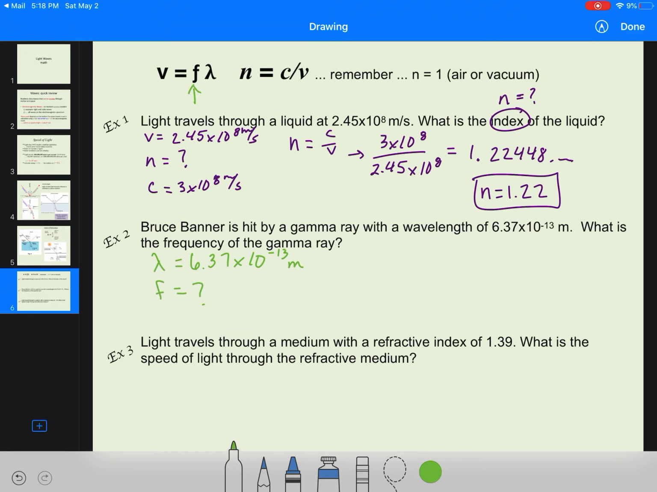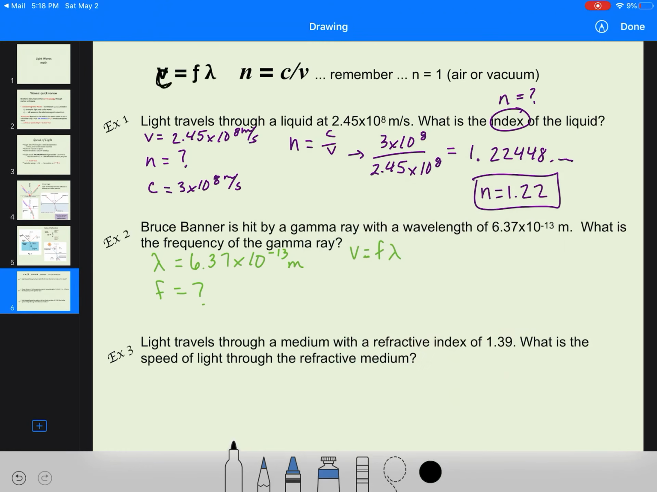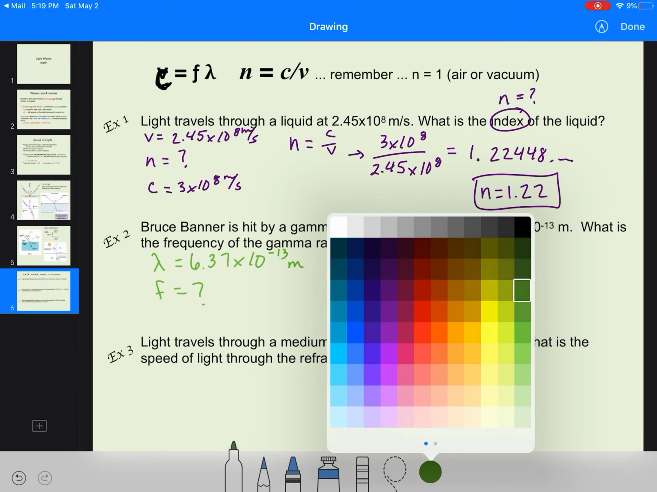Okay, again, looking at our formulas, frequency is in this equation right here, and they gave us the wavelength and they're asking for the speed. So that is obviously the formula that we're going to be using. So V is equal to F lambda. Now for this particular chapter, this V really should be the letter C, right? So let's go and change that. This should be the letter C. So C is equal to F lambda.